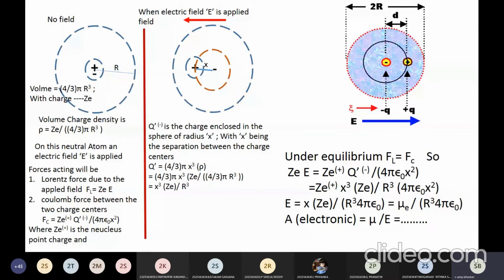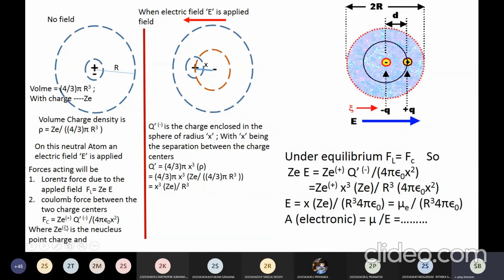At this instant, there will be two forces acting. One, the Lorentz force due to the applied field. This applied electric field has actually created this separation, right? So E into Ze will be the force acting on the negative charges as well as the positive charges. Now when these two charges got separated, Coulomb force comes into picture.